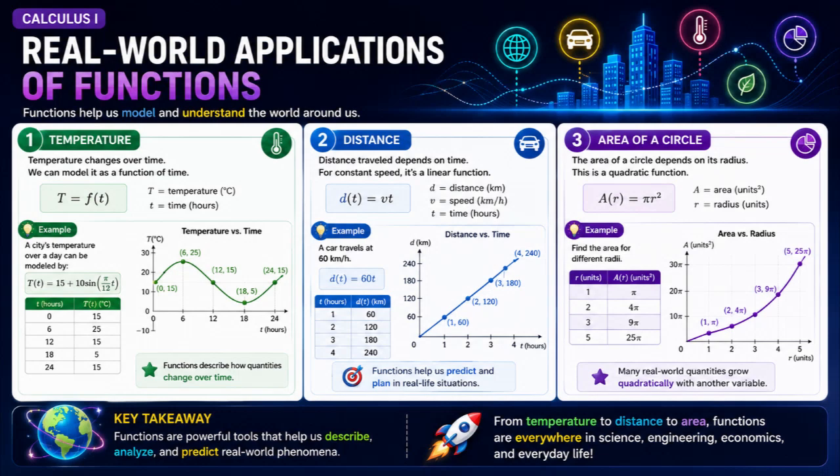Another example is the area of a circle. The area depends on the radius according to the formula pi r squared. These examples show that functions are not merely mathematical abstractions. They are practical tools used throughout science, engineering, economics, and everyday life.